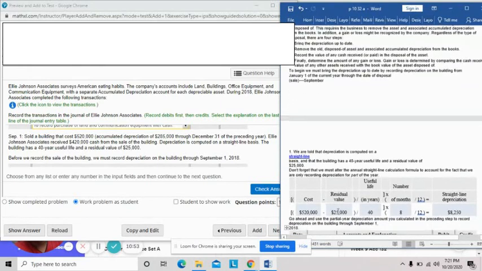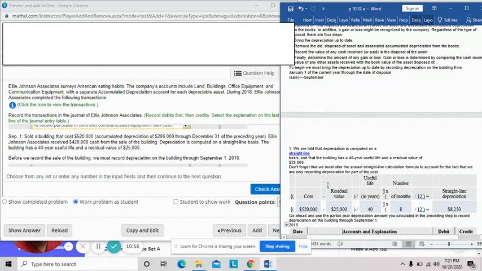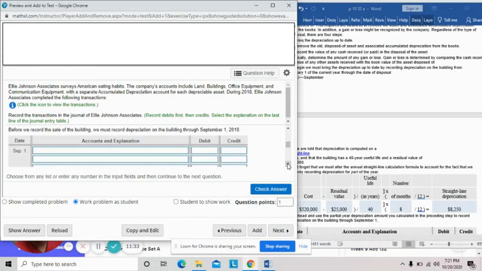So if we take the formula, the straight line formula is cost minus residual value divided by the years of useful life, multiplied by the number of months used, divided by 12 to produce the straight line depreciation value. If you look back here, we have a cost of $520,000. Subtract the residual value of $25,000, divided by the 40-year useful life, multiplied by 8 months used out of the 12 months in the year, to produce a straight line depreciation of 8,250. So now I can go back to my journal entry.